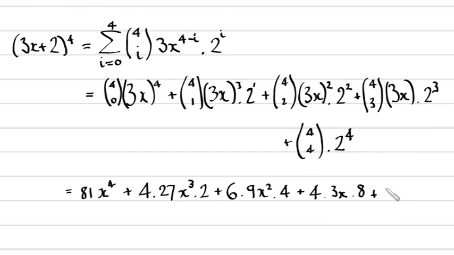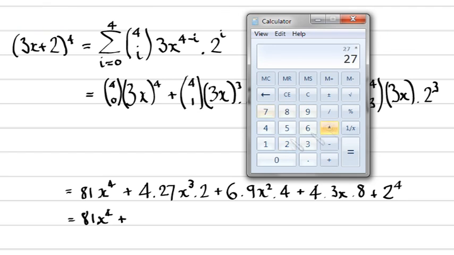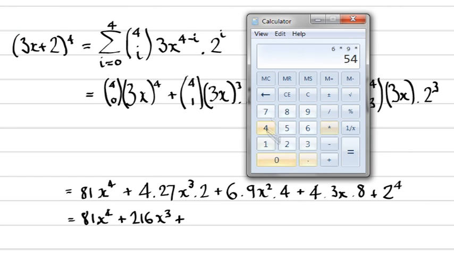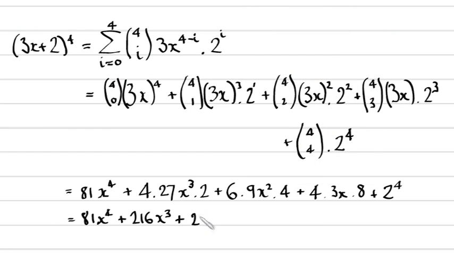Next term, 4 choose 3 is the same as 4 choose 1, so it's 4 times 3x times 2 cubed, which is 8, and 1 times 2 to the 4th is the last term. Just tidy that up now. You get 81x to the 4th plus 216 times x cubed plus 216 times x squared plus 96x plus 16. And that is the expansion of 3x plus 2, all raised to the power 4.